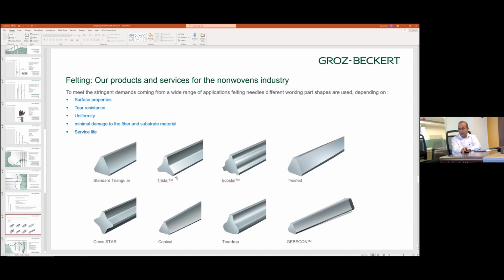For geotextiles, tri-star needles are more popular, whereas eco-star needles are recommended for improving the surface quality. Teardrop needles are more popular in paper machine felts. And we have two more stable needles for more rigorous jobs: the conical and the GB con needles.